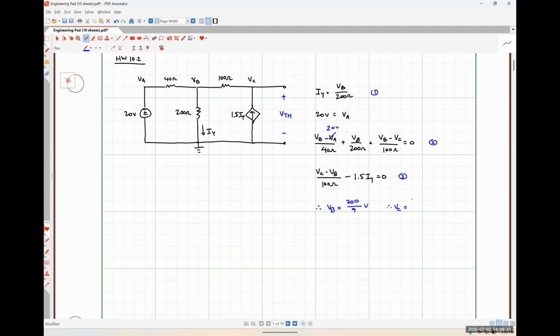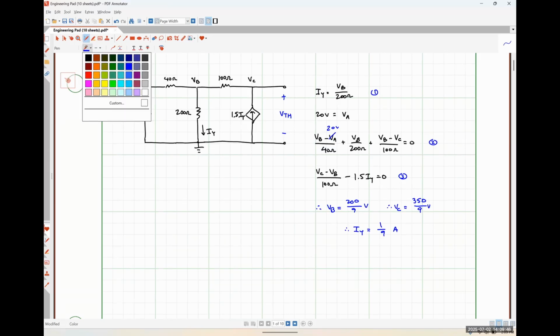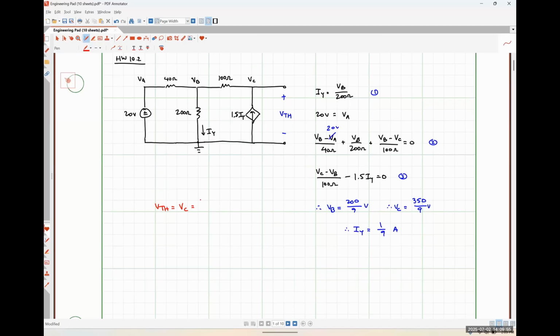VC is equal to 350 over 9 volts. And IY comes out to be 1/9 of an amp. And our Thevenin voltage, VTH, is just going to be the exact same thing as VC, which will be 350 over 9 volts. Just so that everybody's clear on why VTH is equal to VC, the positive polarity terminal of our voltage VTH is at node C, and the negative polarity terminal is at our bottom node, which is ground.